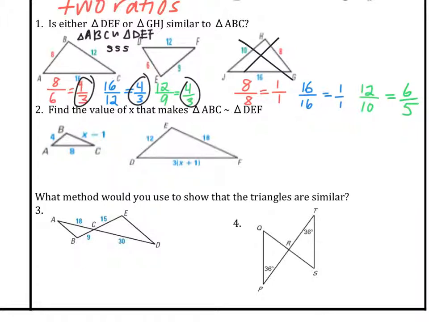Okay, moving on. The next problem, just so we don't make this mistake, remind you, we're talking about similar triangles, and it's pretty clear that these are not the same size. But I should not see you setting these equal to one another, like 8 equals 3 times x plus 1. These are not equal congruent sides, so don't do that, please. You have to write a proportion. Find the value of x that makes triangle ABC similar to DEF.